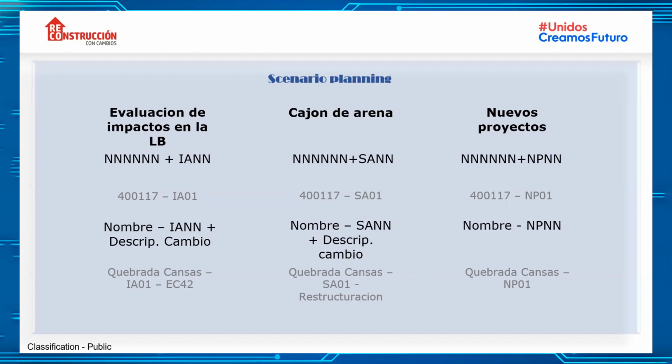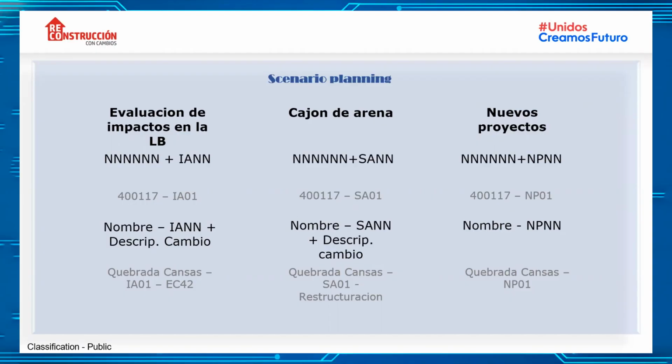In the case of sandbox, we will add the code of the project dash SA, of sand, 01. And for the name, we add the name of the project SA01, structure change, whatever is related to make reference to what we are doing with that program.